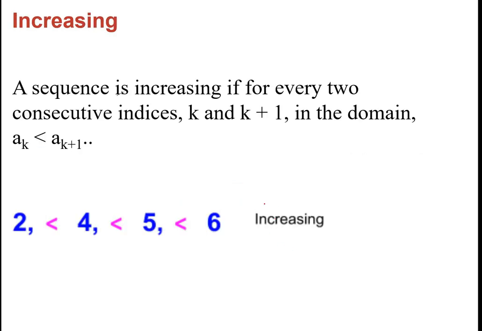A sequence can be increasing, and it's simple. You consider any 2 consecutive terms in the sequence. If the next term is greater than the previous one, then it's an increasing sequence. You can see that 4 is greater than 2, 5 is greater than 4, and 6 is greater than 5. So this is an increasing sequence.